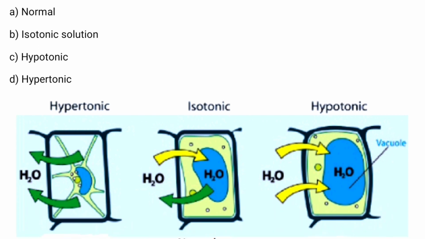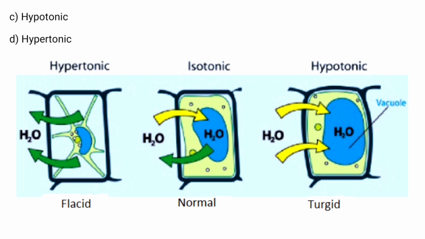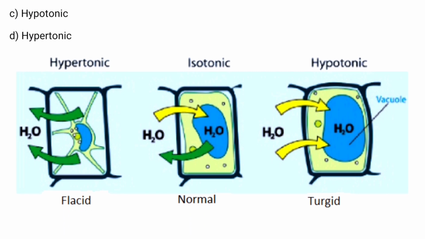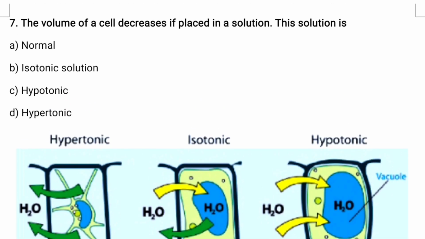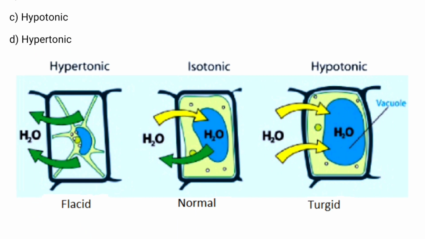So according to the options, you have to know 3 categories of solutions. What is an isotonic solution, what is meant by a hypertonic solution, what is meant by a hypotonic solution? I will explain you one by one. Okay, so let's see the explanation. These are the plant cells. They are kept in 3 types of solutions, such as the first one is hypertonic solution, the second one is hypotonic solution, and the third category is isotonic.